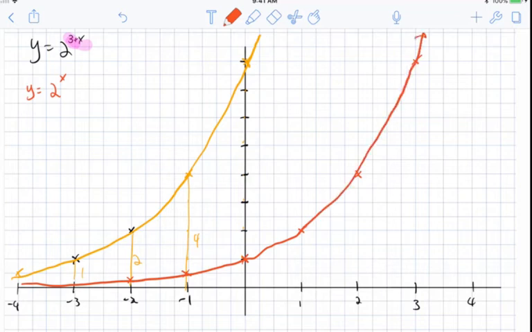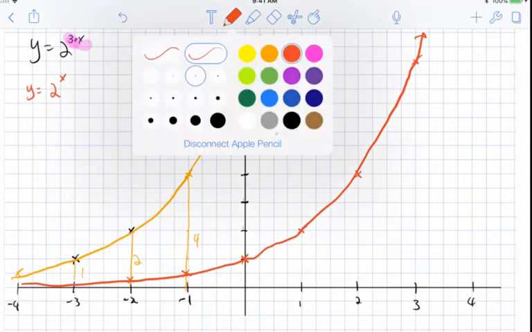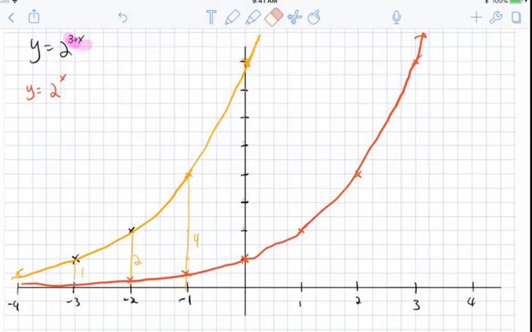Okay. Are you ready for the cool part? Because I want you to see something in relationship to these two functions I've just written. I'll call this one f of x, and I'll call this one g of x. So this here is the graph y is equal to f of x. This one's y is equal to g of x. That's not the fun part. This is the fun part.